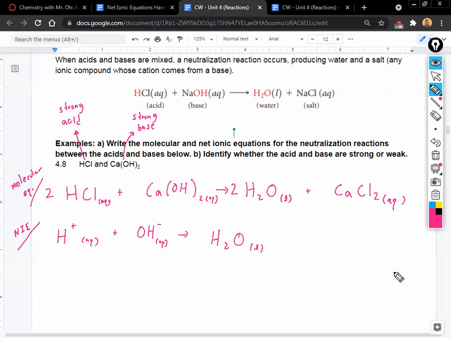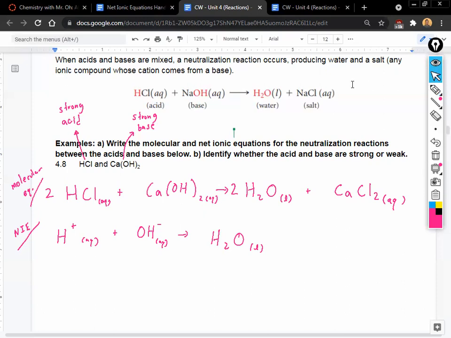Any questions about that? Yeah. Anything that actually ends up changing goes in the net ionic equation. If you look at the reactant side, the Cl and the Ca started aqueous, and on the right side they ended up aqueous. So they didn't really do anything. They're just floating around still, and so they're not part of the net ionic equation.